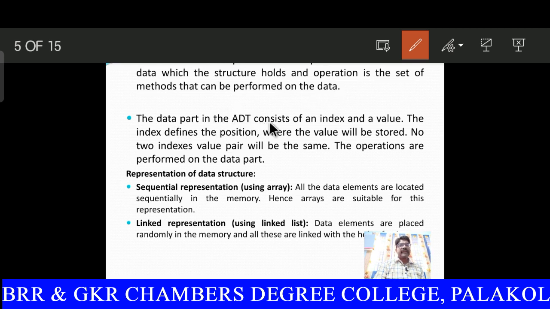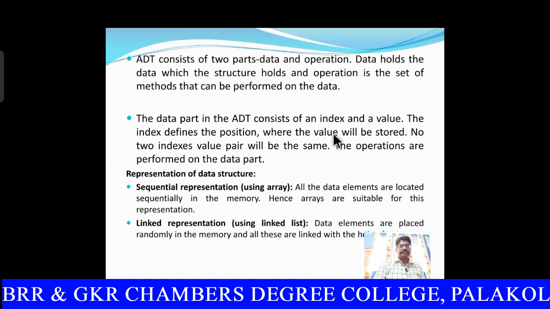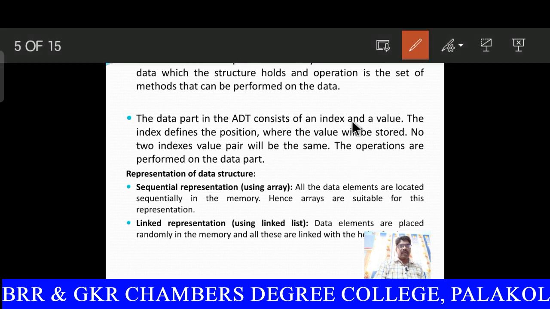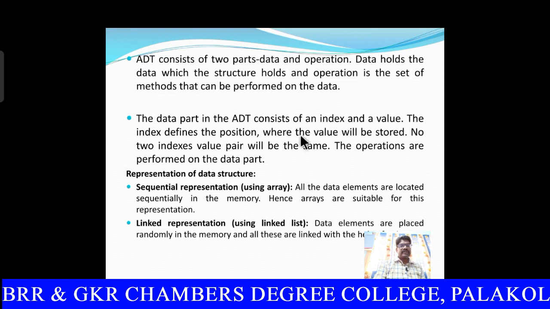The data part in the ADT consists of indexes, so it contains the index values. For example, I am using the stack operation. In the stack, we are maintaining the data in a linear manner, from 0 to n-1. So the index defines the position: 0 position, 1 position, 2nd position, 3rd position, where the values are to be stored. No two index values can be the same. The operations are performed on the data part, so the data part contains the values.